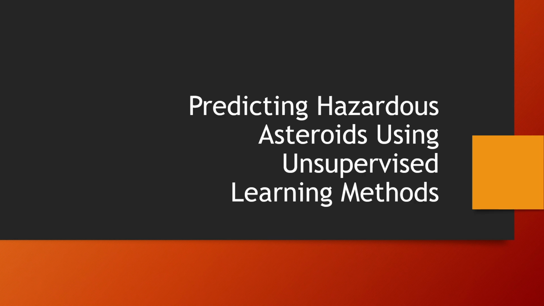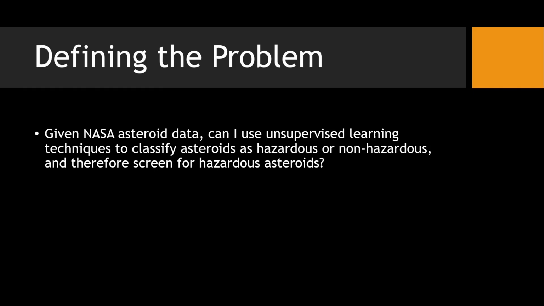Predicting hazardous asteroids using unsupervised learning methods. So the problem here that I want to try to solve is, given NASA asteroid data, can I use unsupervised learning techniques to classify asteroids as hazardous or non-hazardous, and therefore screen for hazardous asteroids?